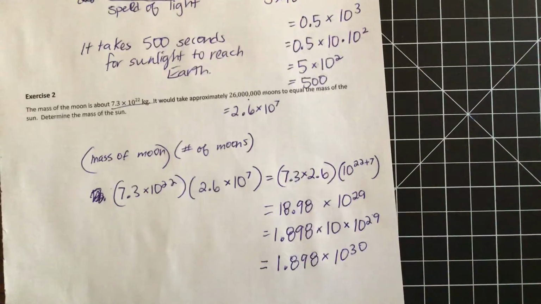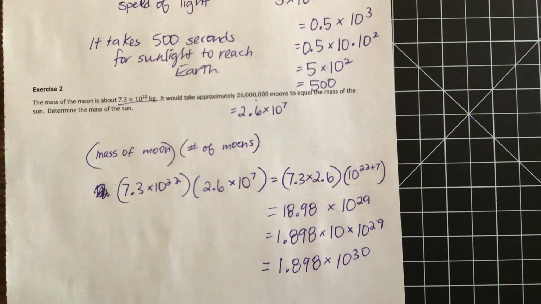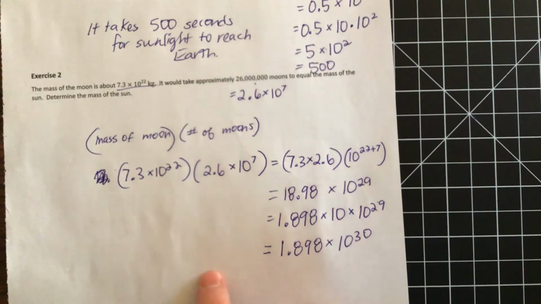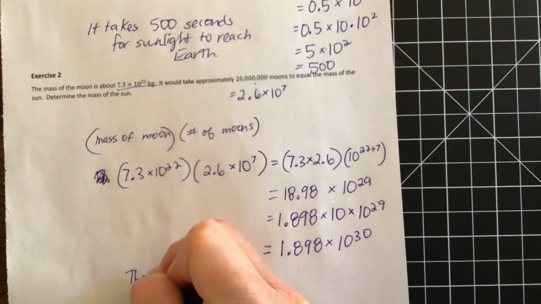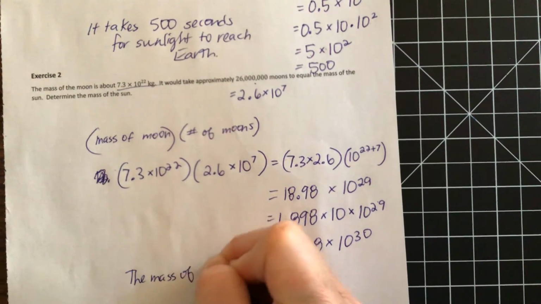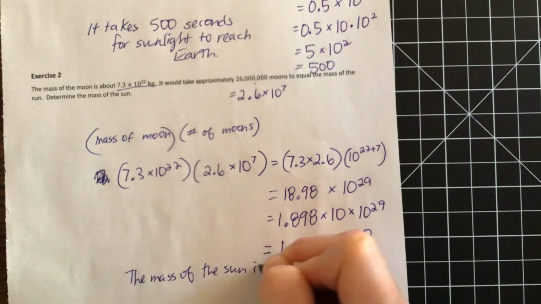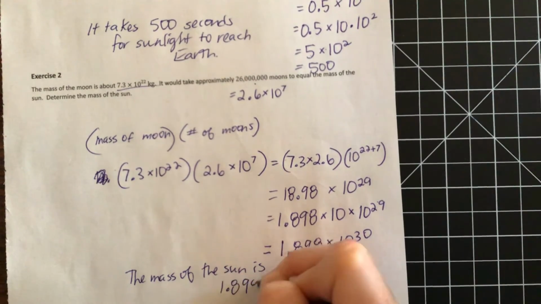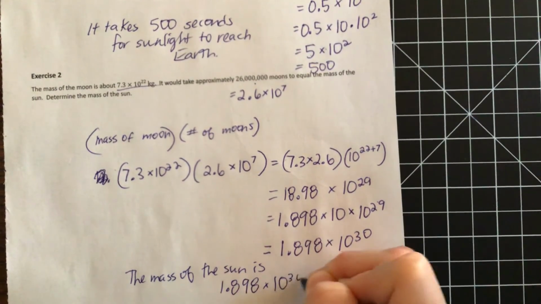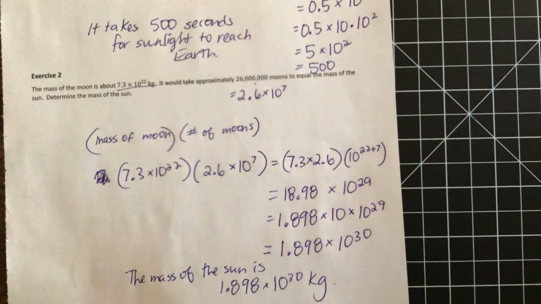So we had to kind of move the decimal the other way than in the previous problem, so that's how that's done. So to write that in our solution, we could say the mass of the sun is 1.898 times 10 to the 30th kilograms. All right.